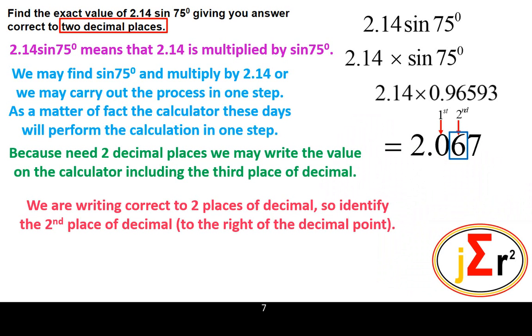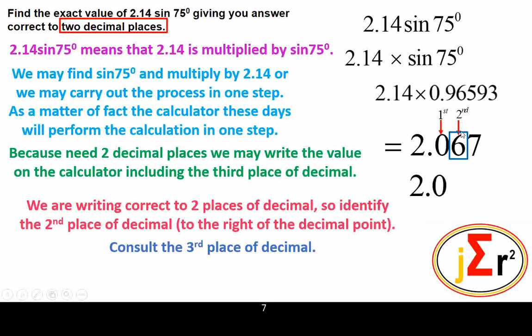Generally, we might include the rest of the digits after we have settled on the 2nd decimal place. But now we are writing the other digits first. Now we are going to focus on the 2nd place of decimal. Now we will consult the 3rd place of decimal. While writing a number correct to 2 places of decimal, we need to identify the 2nd place of decimal. Then we need to consult the 3rd place of decimal.